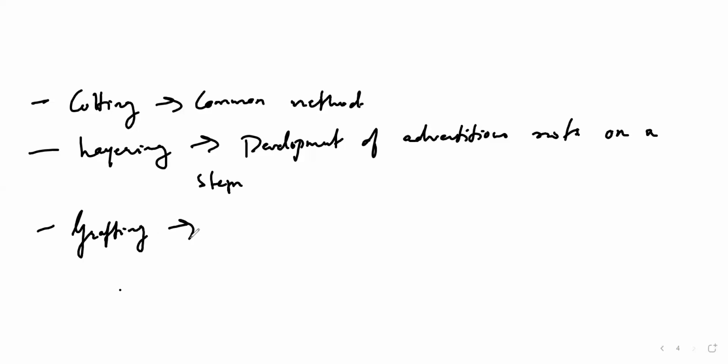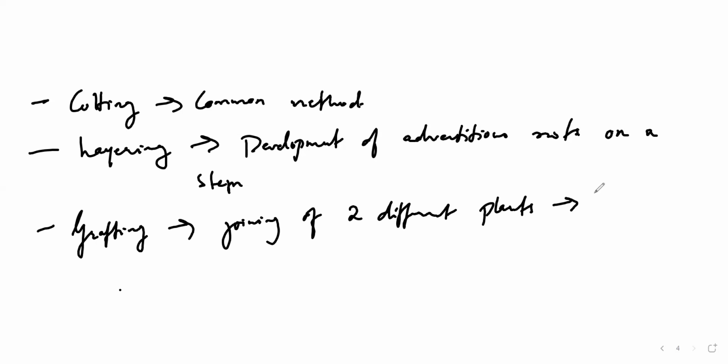And then the last one is grafting. So grafting is nothing but joining of two different plants, which is going to form one single plant. For this you require two things. One is called the stock and the other one is called the scion. Now, what is the stock and what is the scion?